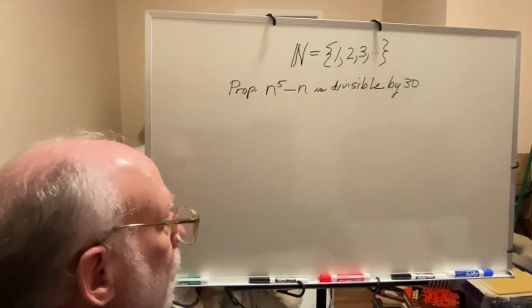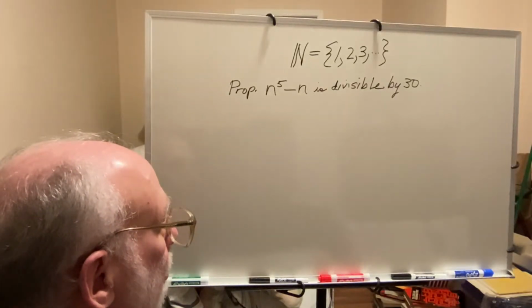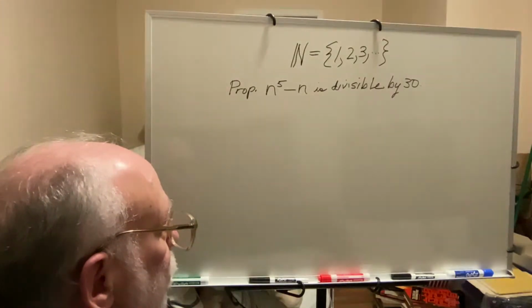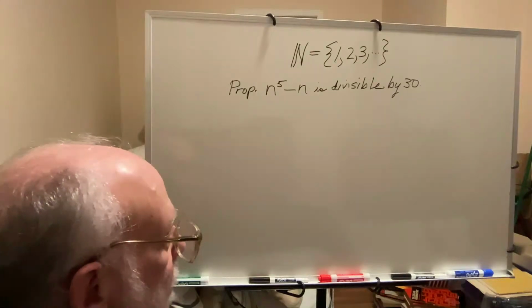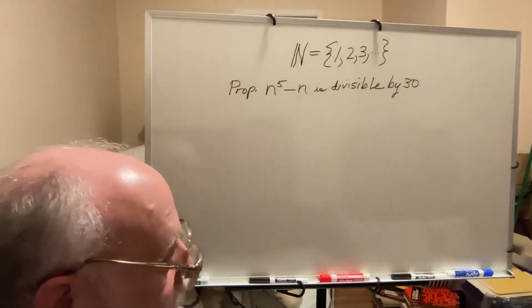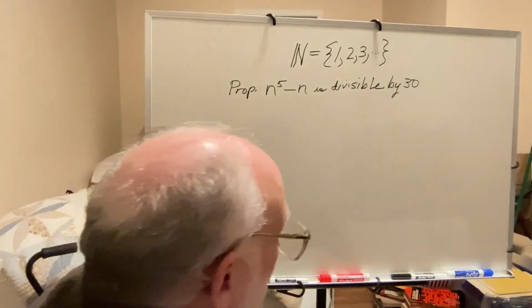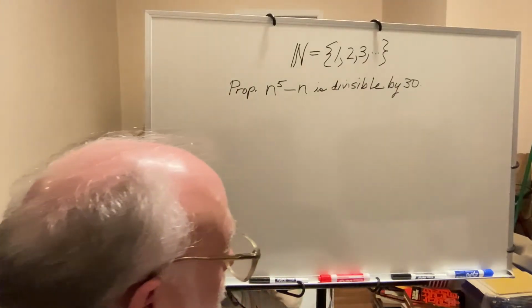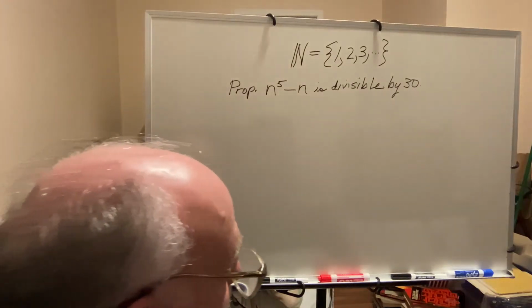Okay, we're talking about natural numbers, counting numbers. We want to prove that n to the fifth minus n is divisible by 30, meaning it's a multiple of 30. It divides evenly. Divisible means, in this context, divides evenly. The remainder is zero.